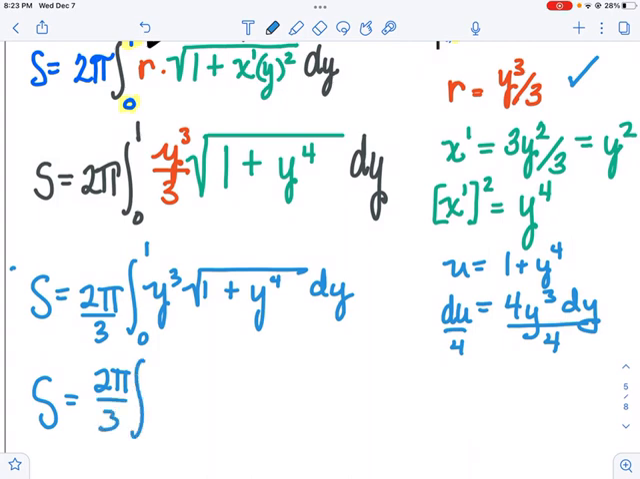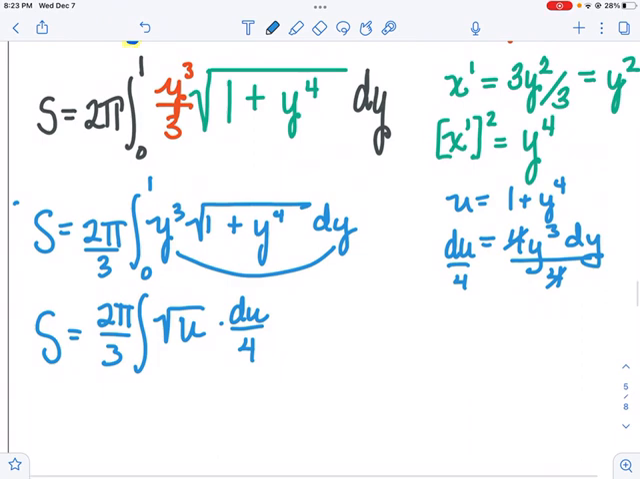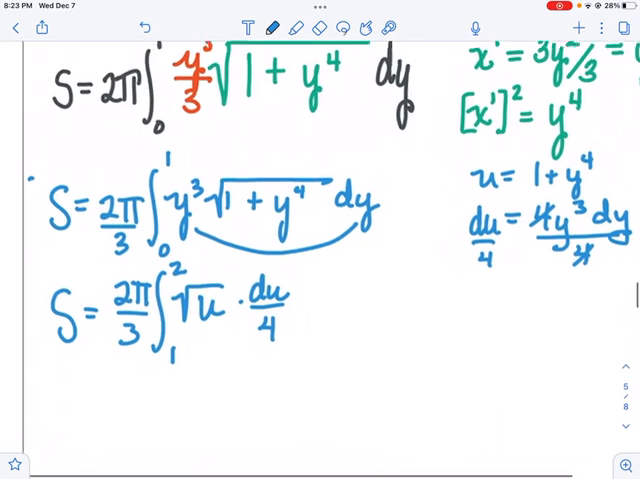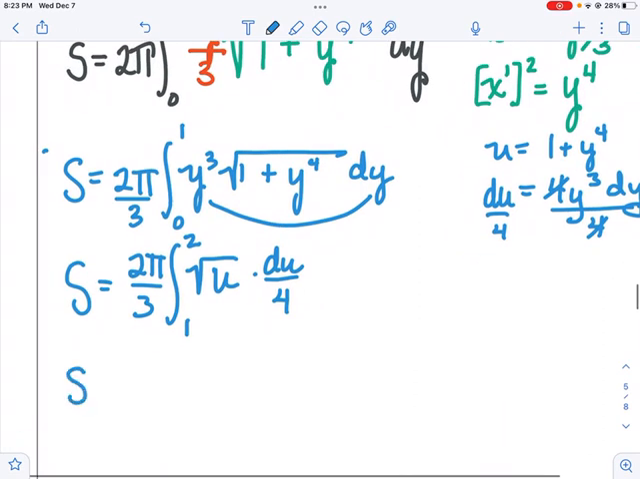And my y cubed over 3, remember that's going to get eaten up here with the du over 4. So these two things are going to become, let's put that in the tail end. I know some of you like to do that, but I prefer not to. u is equal to 1 plus y to the fourth, and then I'm going to have times du over 4. Now u is equal to 1 plus y to the fourth, so if I plug in 0 here, I get 1 for the lower limit. And then I get 2 for the upper limit. So I go from 1 to 2, right? And it becomes a pretty easy integral, if you will.